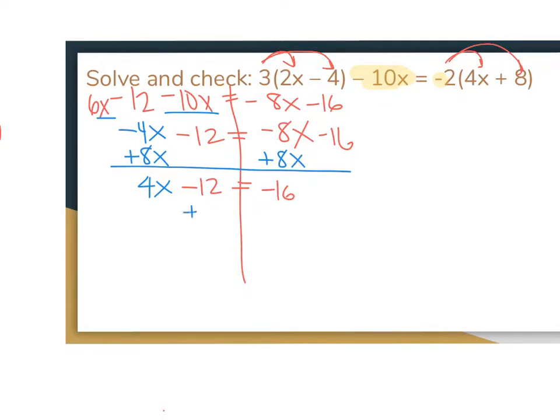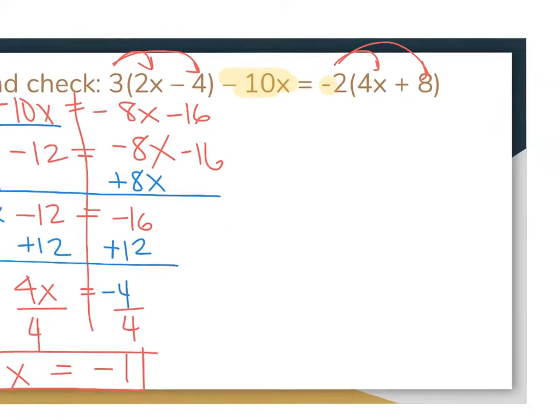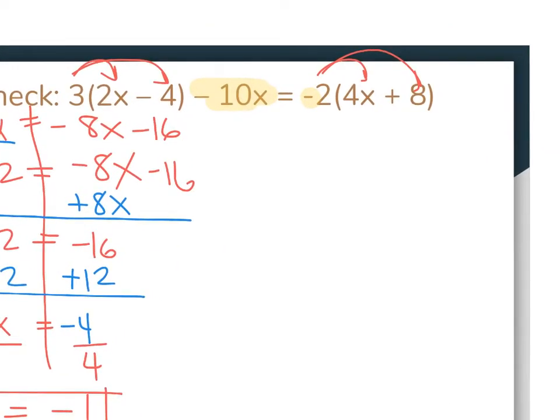My next step is to add 12 to both sides. So then I have 4x equals negative 4. Then I divide by 4, and then x equals negative 1. Okay. And then remember, when we check, we always check in our original problem.